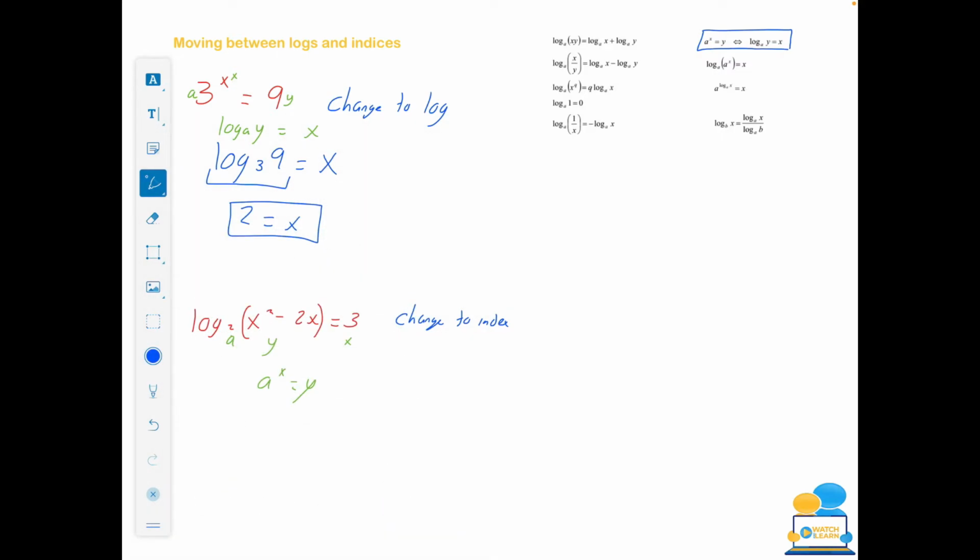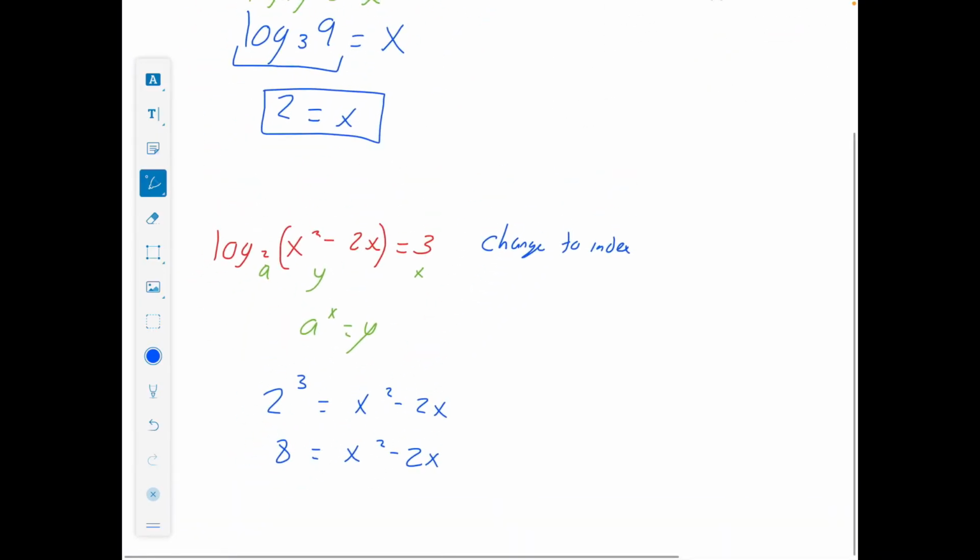Okay, and we want to change it into a to the power of x is equal to y. So we have 2 to the power of 3 is equal to x squared minus 2x. 2 to the power of 3 is 8, so we have 8 is equal to x squared minus 2x. At this point now, I'm seeing an x squared and an x and a number. Immediately I'm thinking quadratic, so I'm going to make it look like a quadratic. So I'll have x squared minus 2x minus 8 is equal to 0, just by bringing everything to one side.